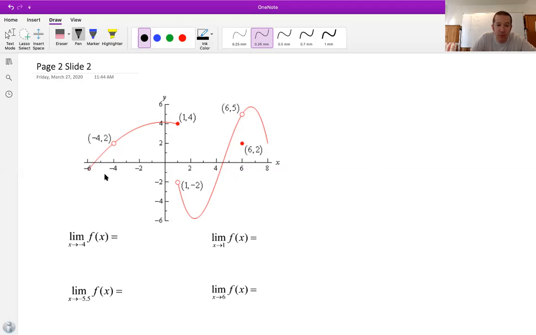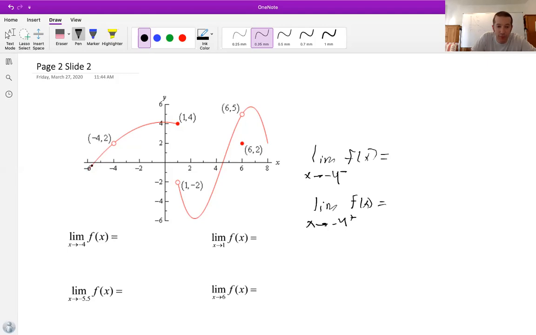There's -4 on the x. So I trace the graph of f of x, and I approach -4 from the left. And what that y value is going to be is just going to be the limit as x approaches -4 from the left of f of x. It's going to be equal to whatever that y value is. I'm going to do the same thing as x approaches -4 from the right of f of x. So there's -4, so I approach it from the left, and y is approaching 2.